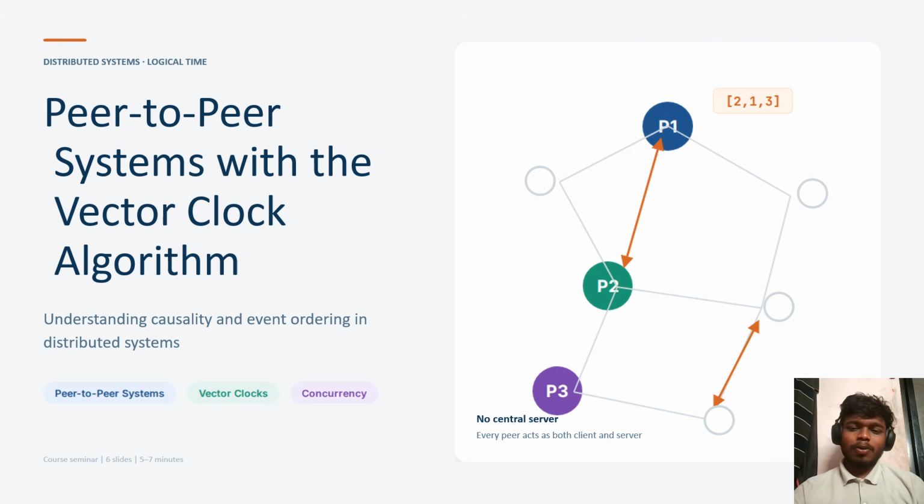Welcome everyone. Today we are going to explore how distributed systems keep track of time and causality, especially in peer-to-peer systems, and how the vector clock algorithm works in a world where applications are increasingly decentralized. Understanding the exact sequence of events without a single central timekeeper is a fascinating challenge. Over the next few minutes, we will see how the overall topic will go.